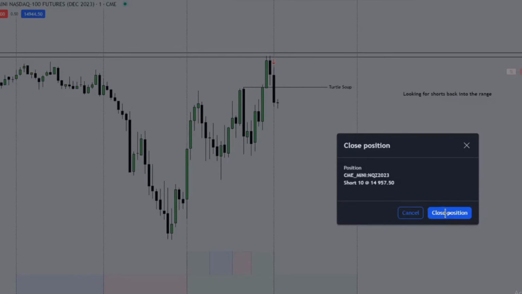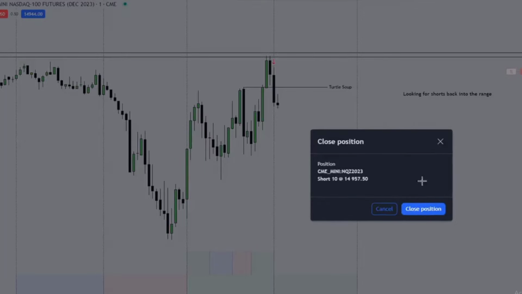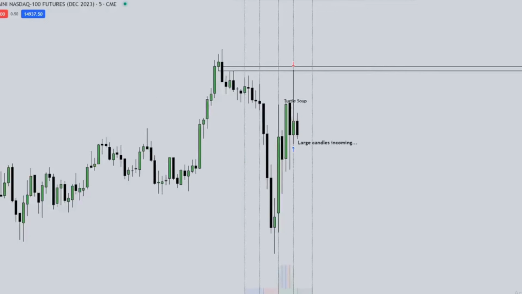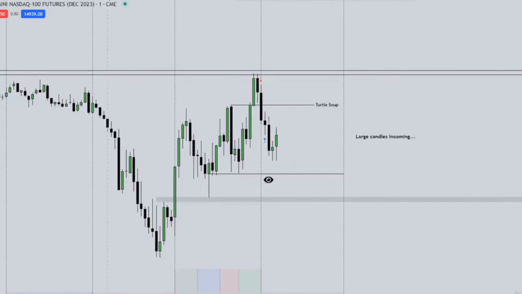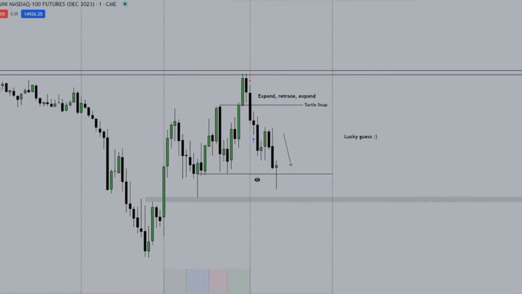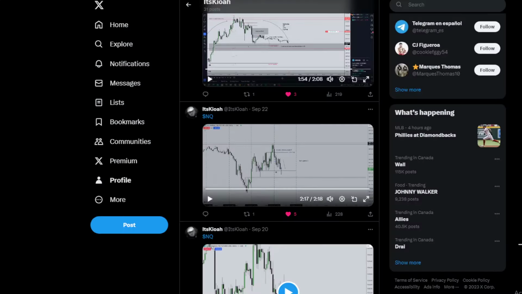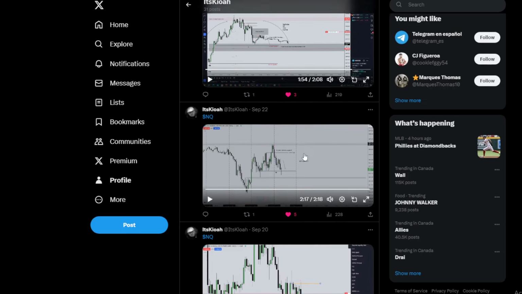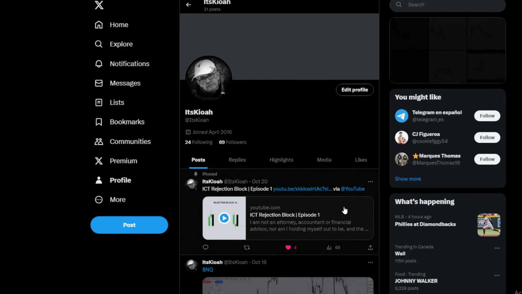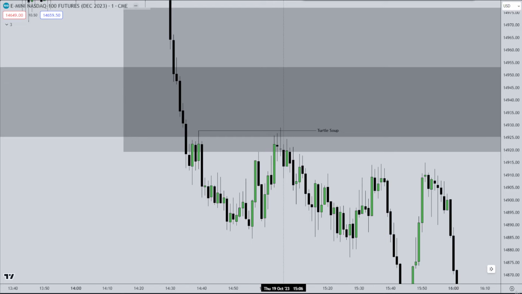Boom. Use higher time frame PDAs to filter out and trade with order flow. It's very simple. Expand or retrace, expand. Okay, that is honestly good enough. It's pretty basic, honestly.